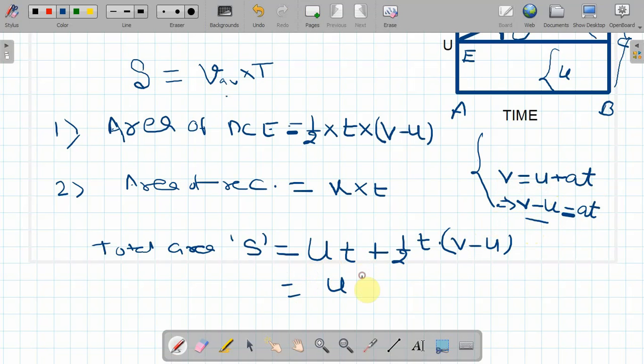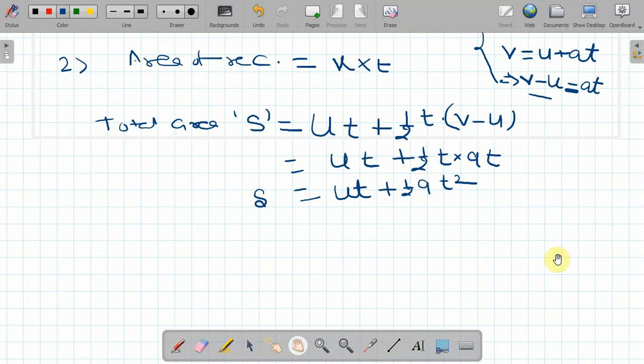So UT plus half T into V minus U is nothing but it is 80. So further simplifying this equation, UT plus half AT square. So this is the second equation of motion, where displacement is given in terms of initial velocity, time and acceleration like this. S is equal to UT plus half AT square. This is the second equation of motion. V is equal to U plus AT is the first equation of motion.